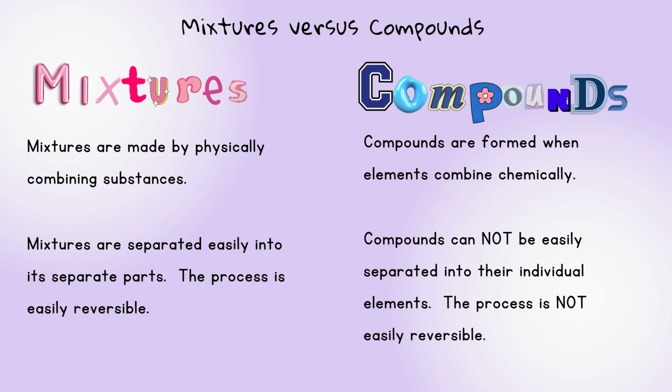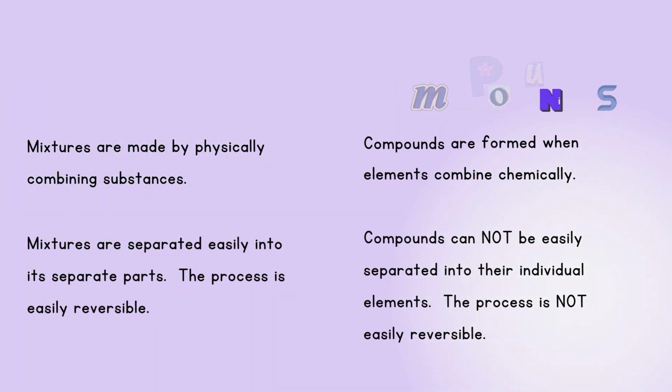Mixtures versus compounds. Mixtures are made by physically combining substances. Mixtures are separated easily into their separate parts. The process is reversible. While compounds are formed when elements combine chemically. Compounds cannot be easily separated into their individual elements. The process is not easily reversible.